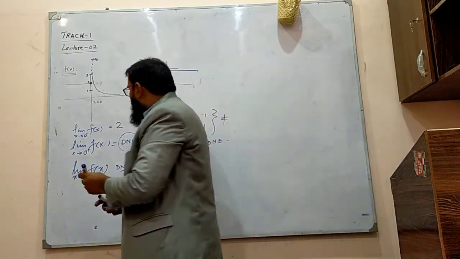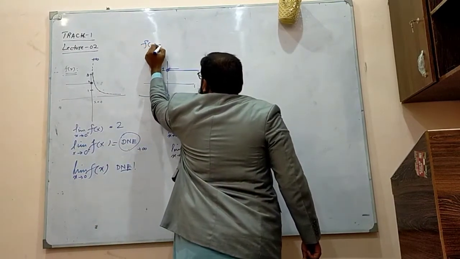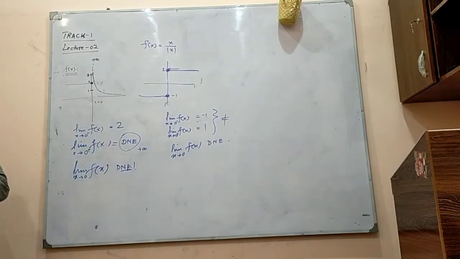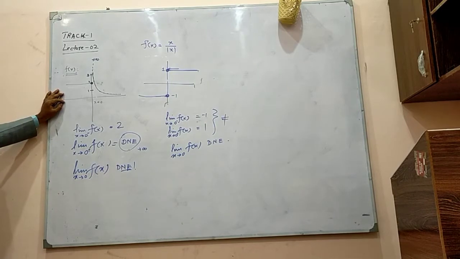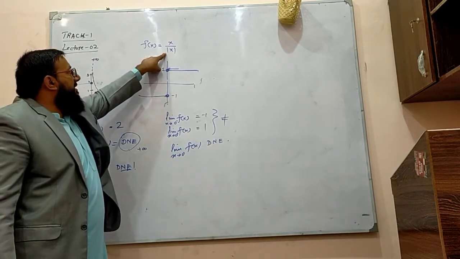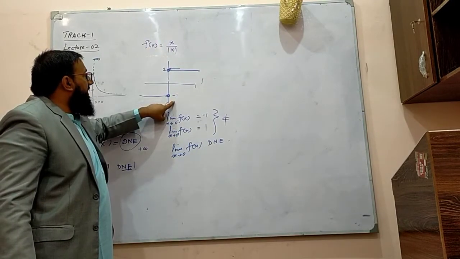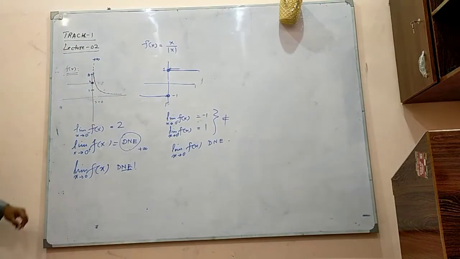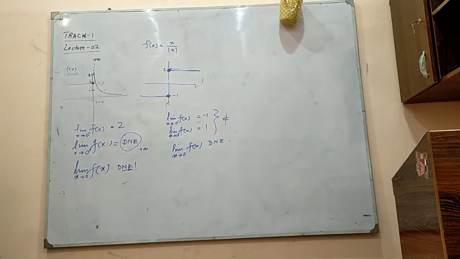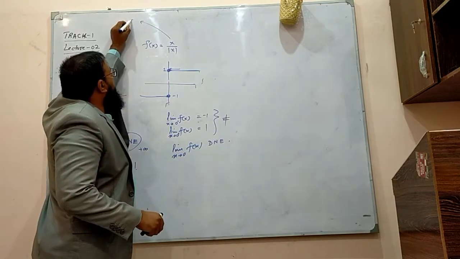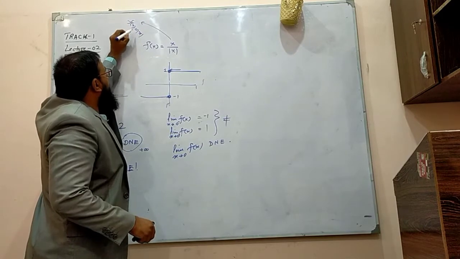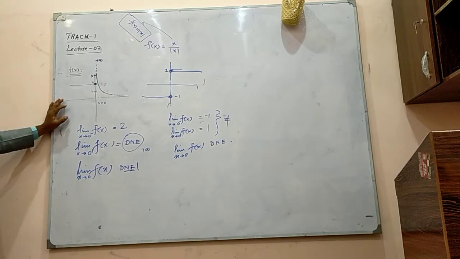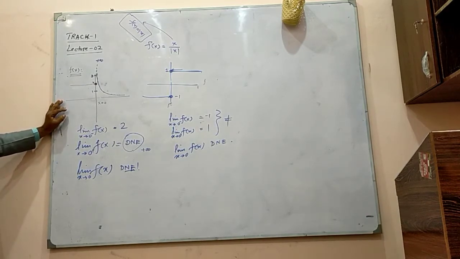So I think this is the function, what we call, x divided by mod of x. Because when we come from the left, the numerator becomes negative and the denominator is positive, our value is minus 1. When we come from the right, both are positive, our answer is going to be plus 1. And this is the derivative of the function mod of x. Do you agree with this? Yes, sir. The derivative of the function mod of x is that.